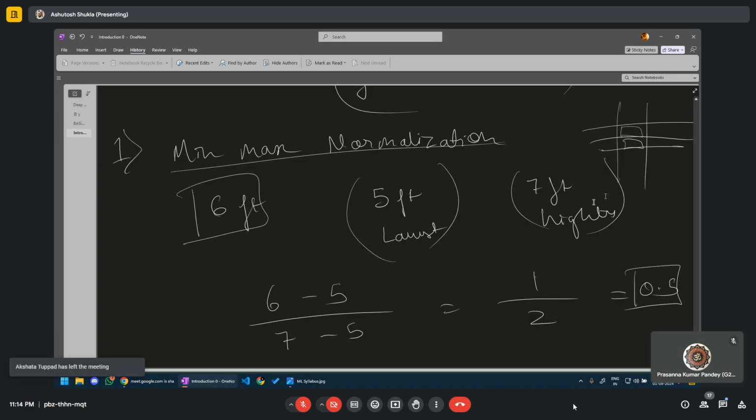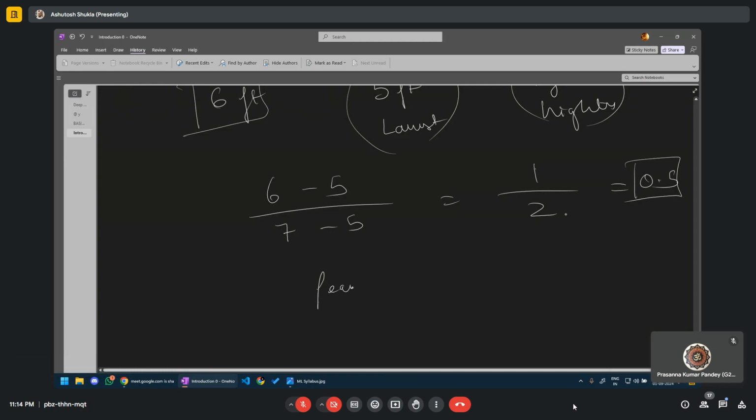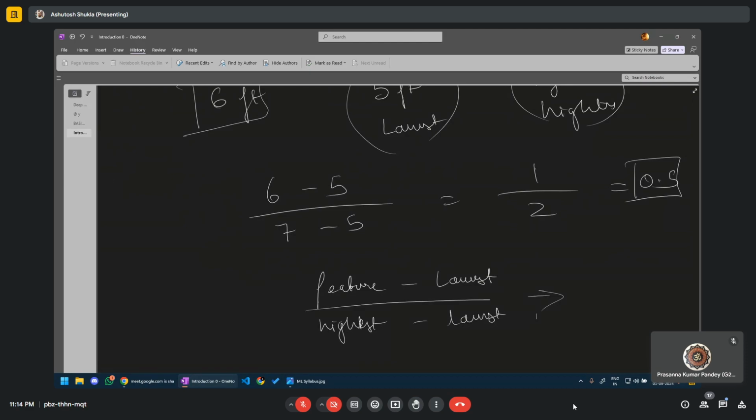I'll write down the formula, by the way, one second. So let's take feature minus lowest, upon highest minus lowest, and that's just min-max normalization. Any doubt in that one?